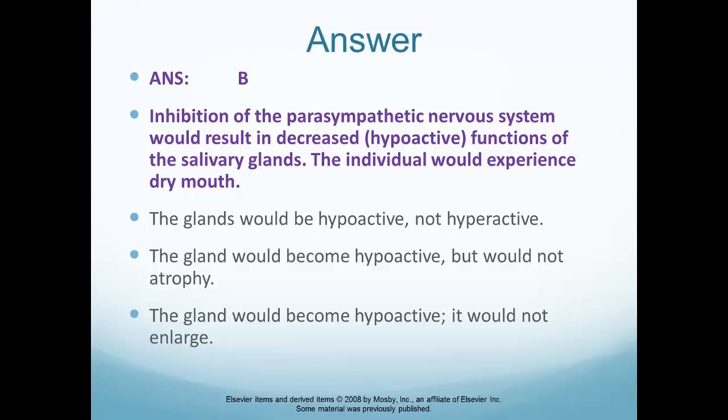So if you guessed B again, inhibition of the parasympathetic nervous system would result in decreased, hypoactive function of the salivary glands. The individual would experience a dry mouth. The parasympathetic system stimulates digestion, so inhibition of the parasympathetic system is going to decrease the amount of digestion we have, and in turn, the amount of salivary flow we get.